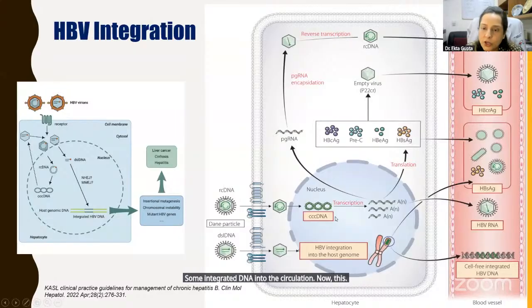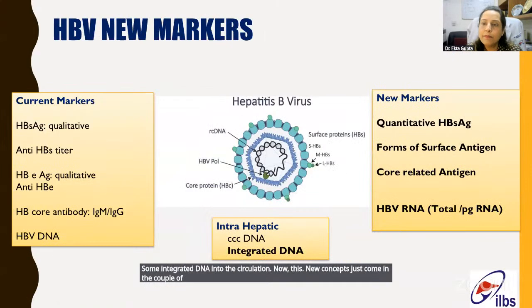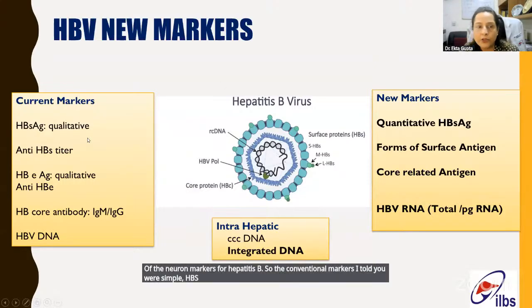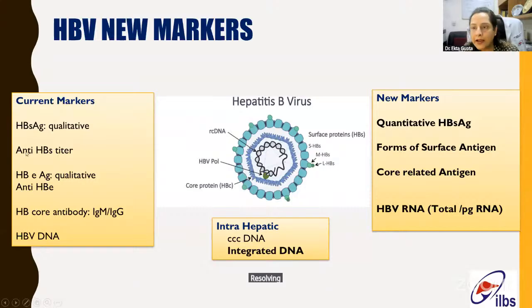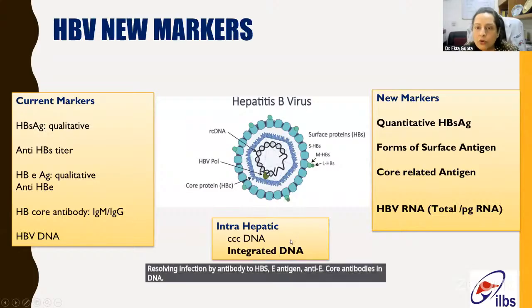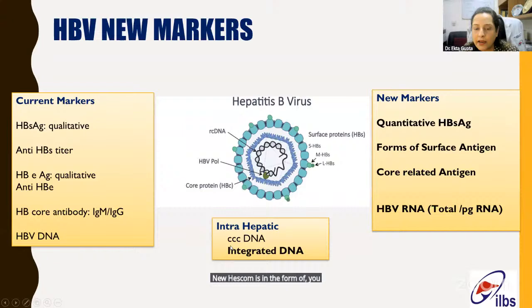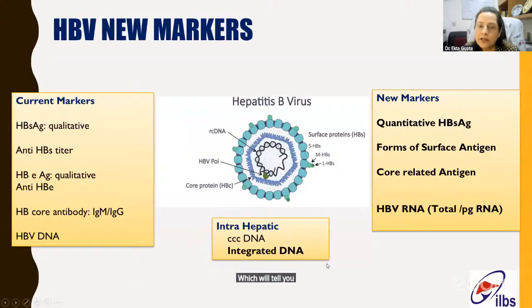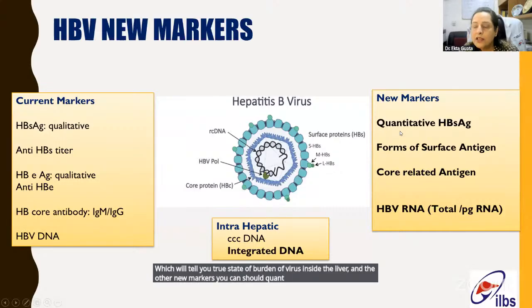Now, this new concept, which has come in the last couple of years, has become the basis of the newer markers for hepatitis B. The conventional markers I told you were simple HBsAg, which tells you infection, resolving infection by antibody to HBs, E antigen, anti-E, core antibodies, and DNA. New ones have come in the form of intrahepatic markers like cccDNA and integrated DNA, which will tell you the true burden of virus inside the liver. And the other new markers: quantitative HBsAg, different forms of surface antigen, core-related antigen, and HBV RNA.